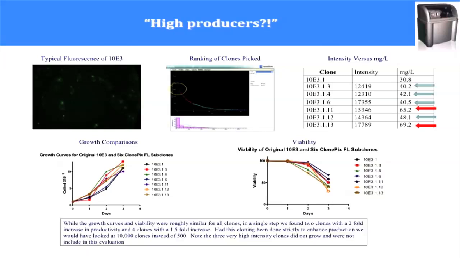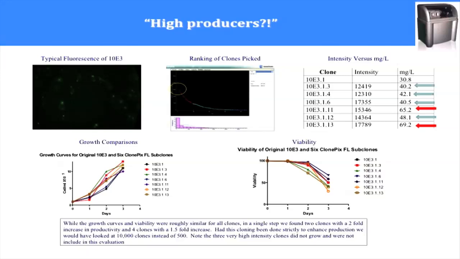And then these are the growth curves and also the viability. You can see that they have very similar growth patterns and viability. From just the first round of cloning, we got 2 subclones, 10E3.1.11 and 13. They're 2-fold higher in terms of IgG concentration compared to the parental one. And the other 4 have 1.5-fold higher production.